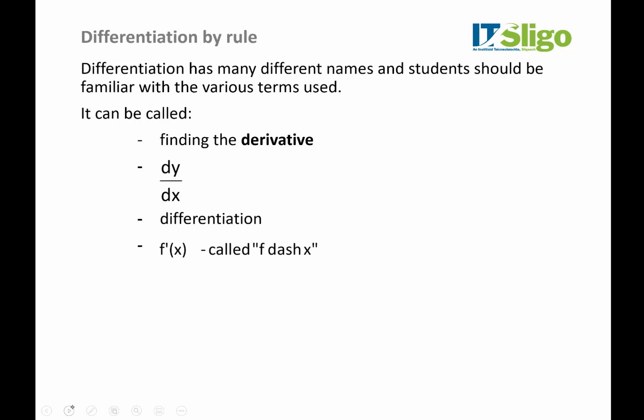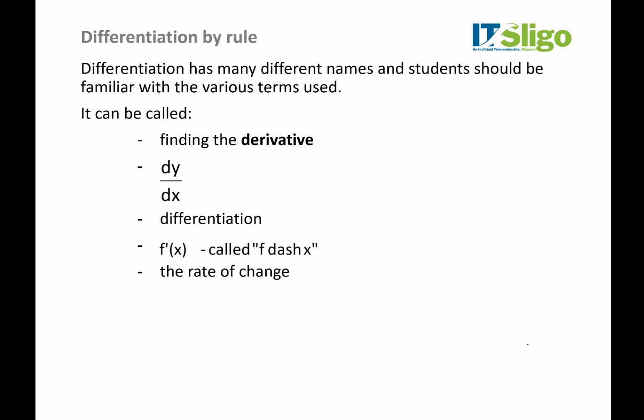This is called f dash x. So it's f with a dash and then x. And this is if we're using our function notation. Remember, if a function is described by f(x), then its derivative is described by f dash x, and if we need to differentiate again, as we'll see in later lectures, it's called f double dash x. Still the same thing.